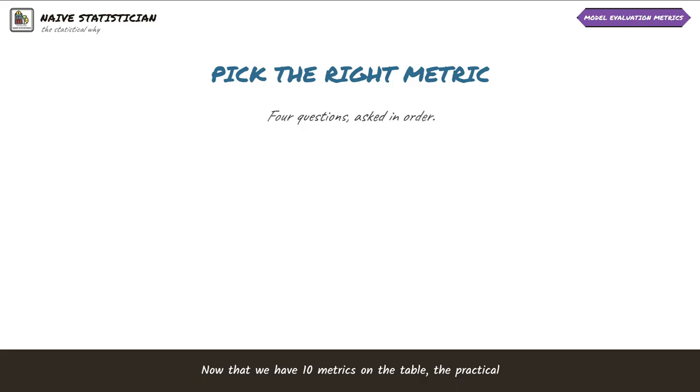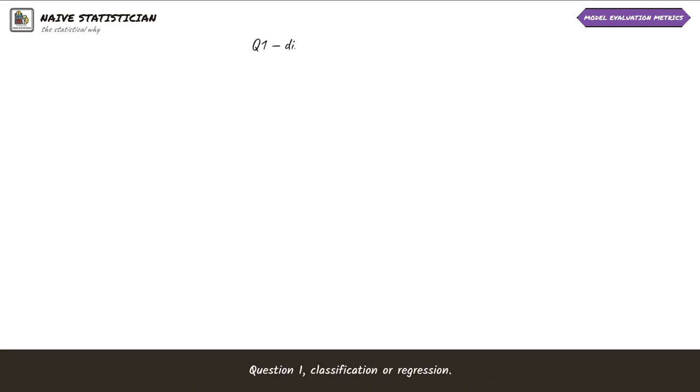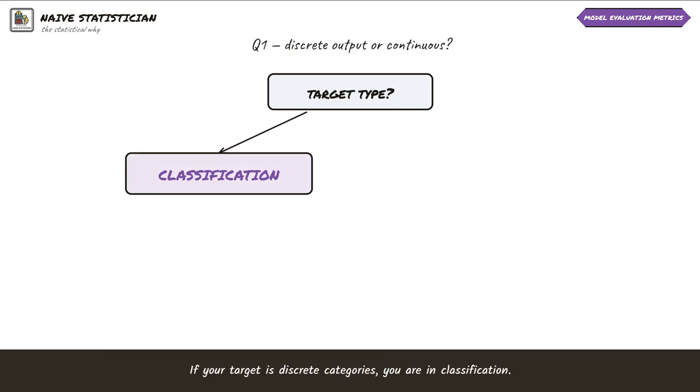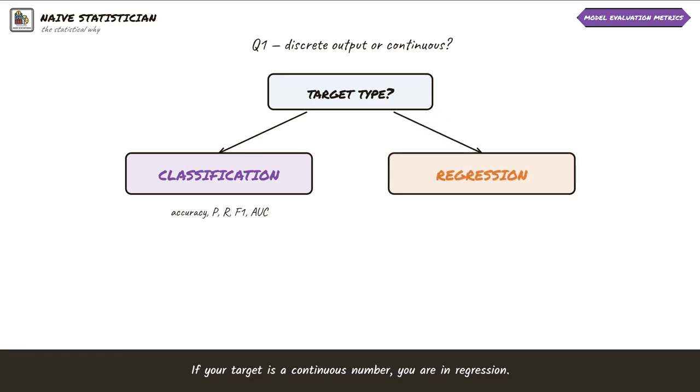Now that we have 10 metrics on the table, the practical question is, how do you pick the right one for your problem? 4 questions asked in order. Question 1. Classification or regression? If your target is discrete categories, you are in classification. Use accuracy, precision, recall, F1, AUC. If your target is a continuous number, you are in regression. Use MAE, RMSE or R².